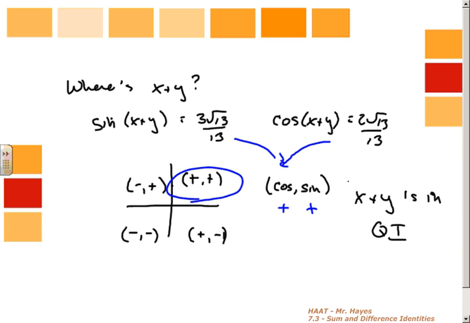Now, if for some reason we made a mistake, and obviously you've seen me do it, so it could happen, the tangent of x plus y will help verify that, because if we're in quadrant 1, tangent's going to be positive. Remember, anything going from quadrant 3 to quadrant 1, you're going up and to the right, and that's going to be a positive slope. So we'll go through and double check that.